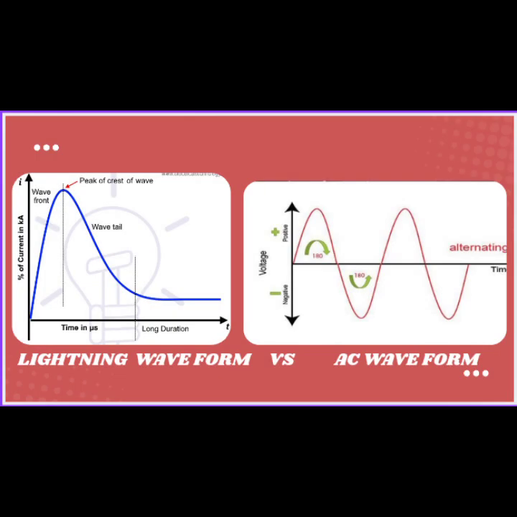Number 2. No repeating cycles. AC involves repeated cycles of current reversal, typically at a fixed frequency like 50 or 60 Hz. Lightning discharge, however, is a single and brief event that does not repeat itself. It is a transient phenomenon that does not show the oscillatory behavior characteristic of AC. Because of this, it is not classified as 100% AC.